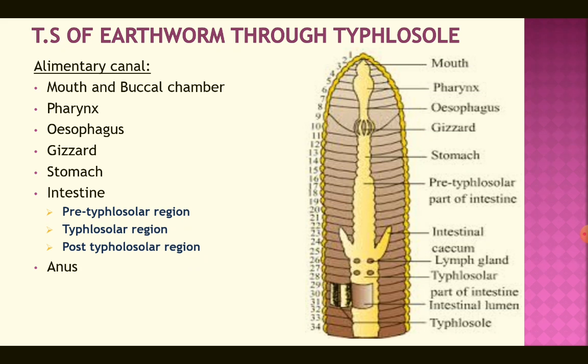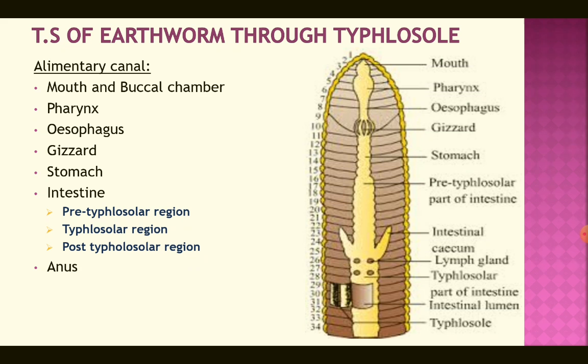It starts from the mouth, pharynx, esophagus, gizzard, stomach, and then the stomach leads to the intestine. Now in the intestine you will have one thin extra fold, which is the inner lining of the intestine. It folds itself, forming an additional layer called the Typhlosole, and this Typhlosole increases the area of absorption.